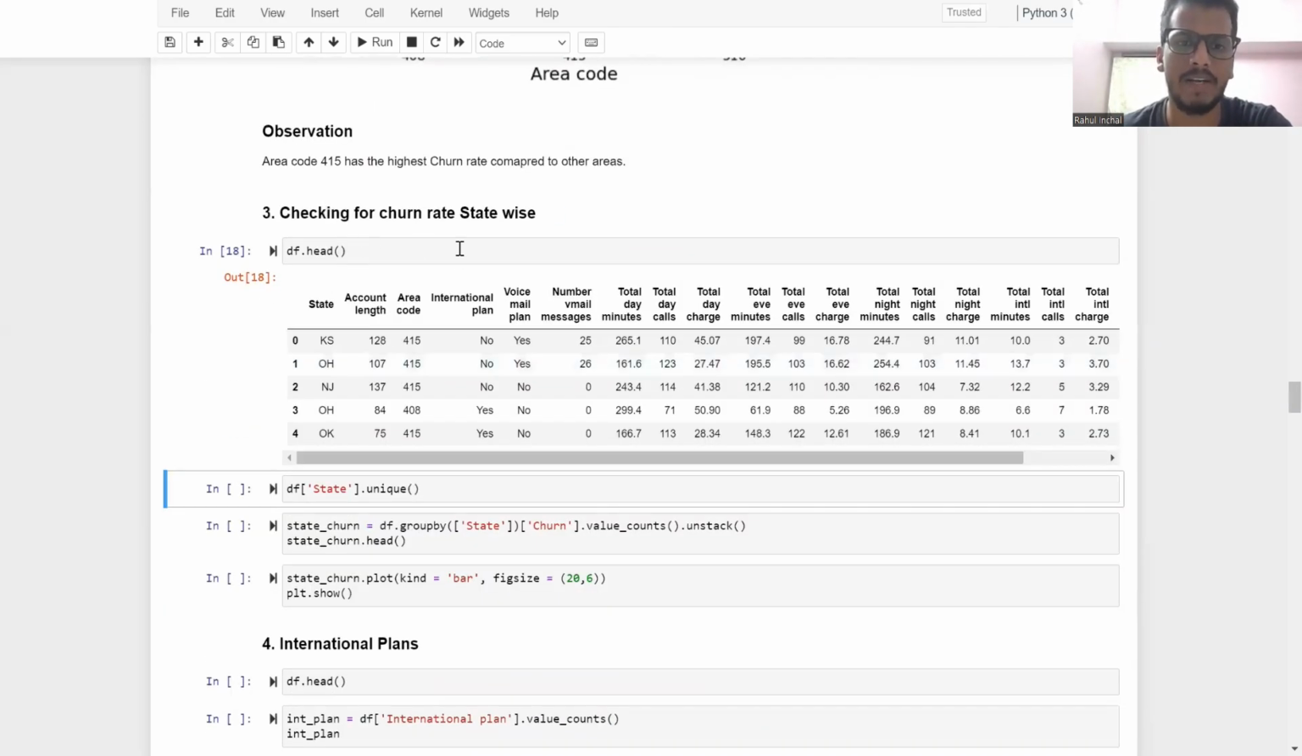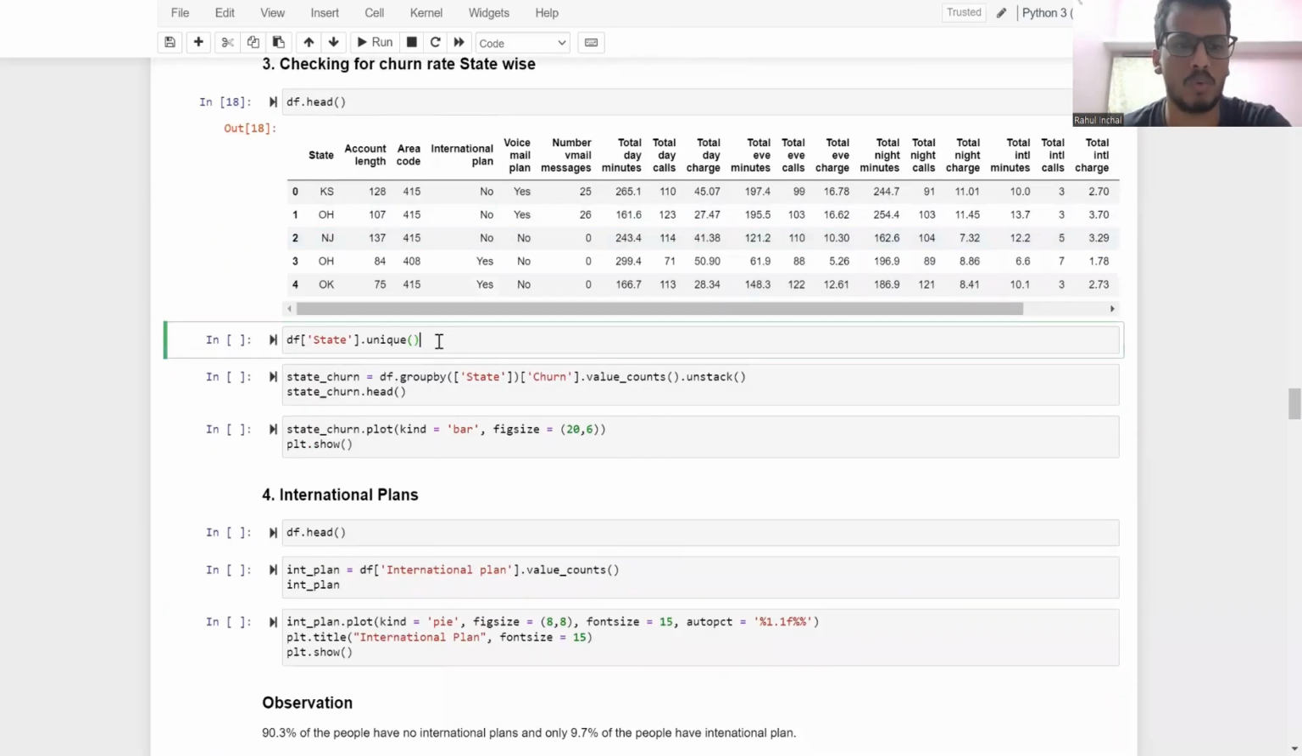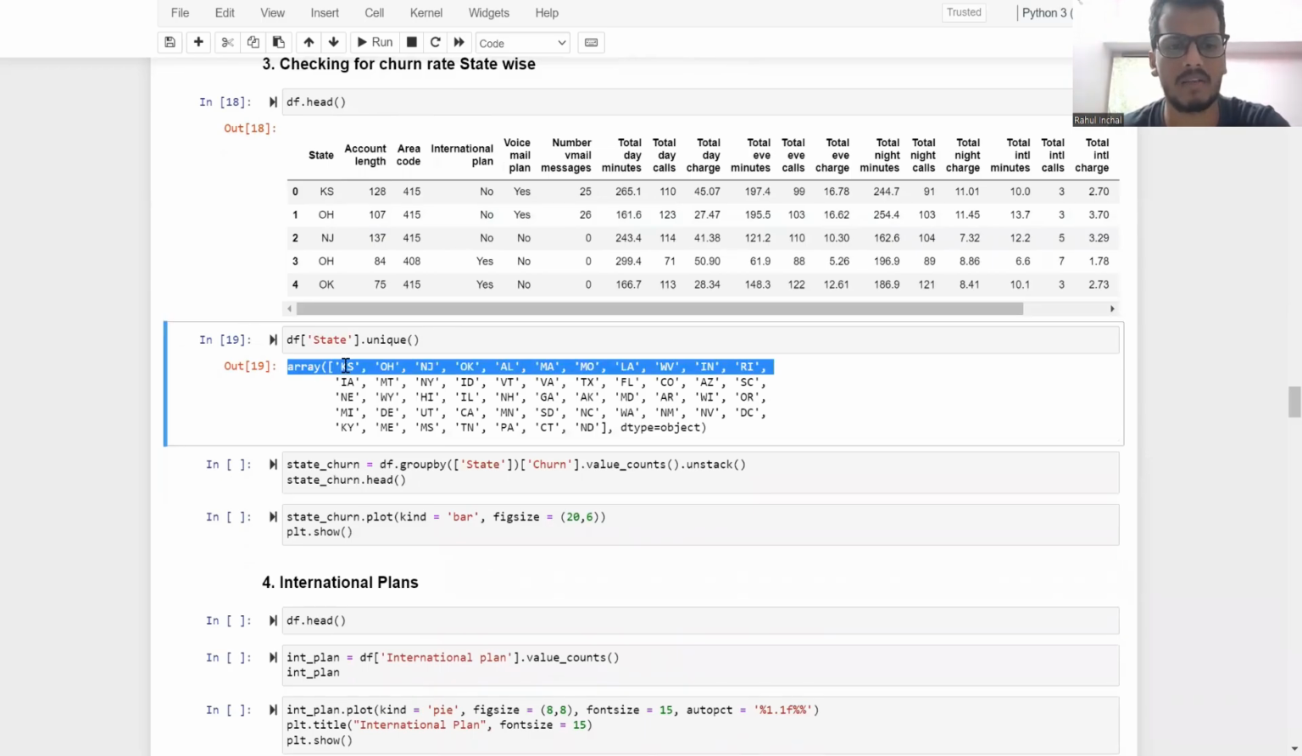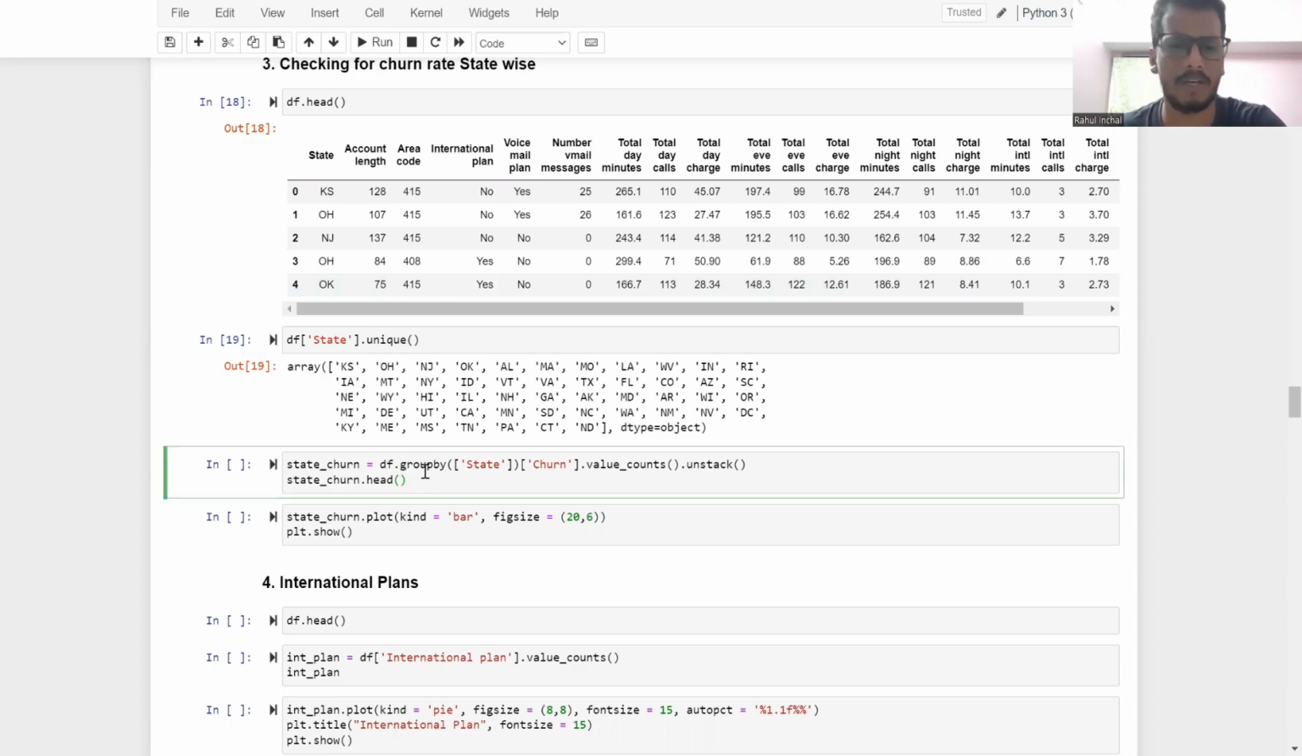Now checking the churn rate state wise. How many unique states do I have? KS is Kansas, OH is Ohio, NJ is New Jersey, NV is Nevada, and I guess WA is Washington. I'm not sure about all of them. These are all the states in the US. Whatever it is, we are just interested in the graphs.